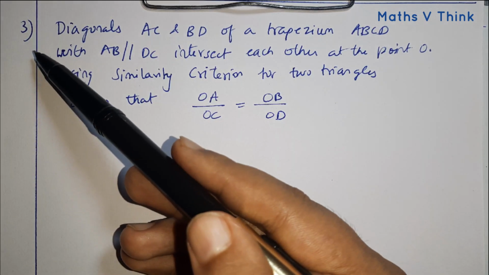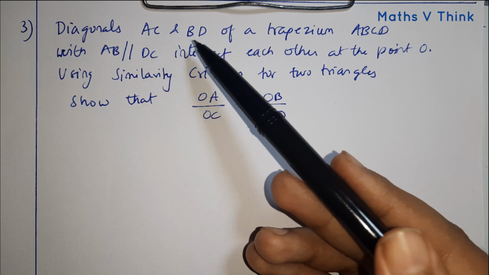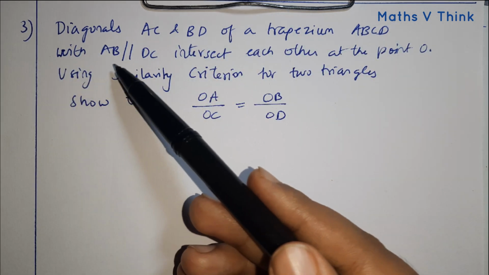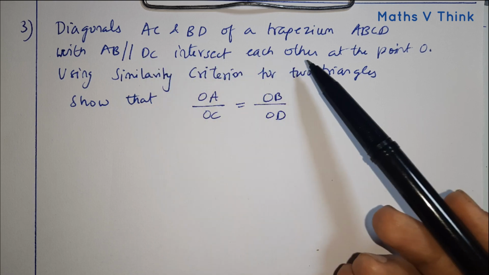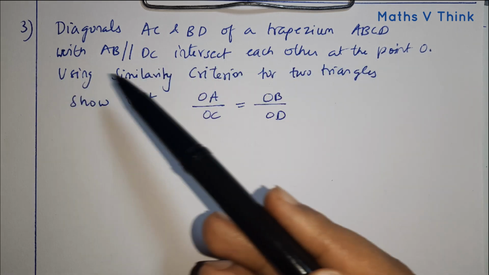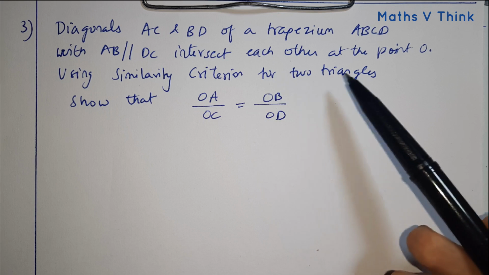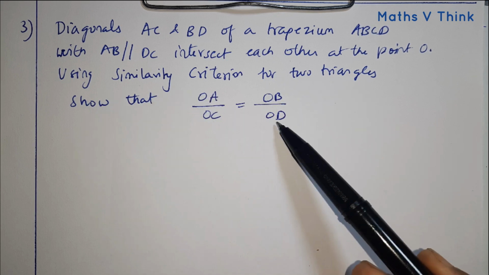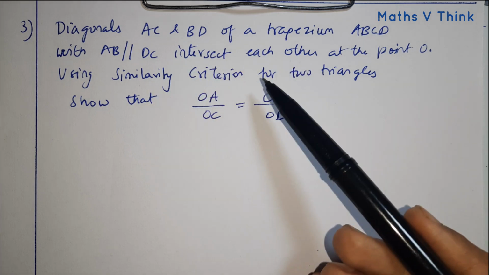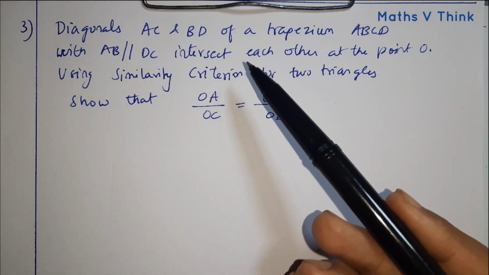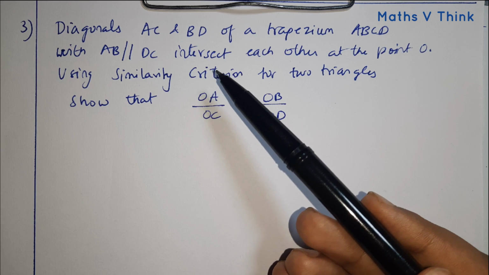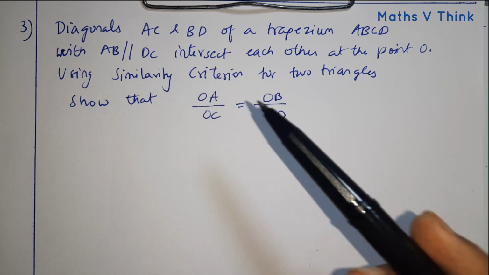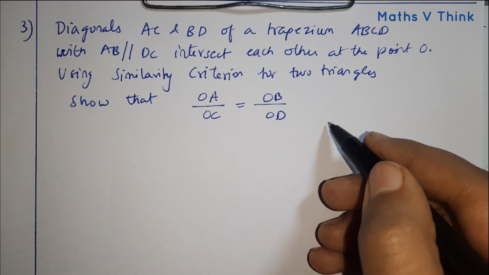The third question says diagonals AC and BD of a trapezium ABCD with AB parallel to DC intersect each other at the point O. Using similarity criterion for two triangles, show that OA by OC is equal to OB by OD. The same type of sum we did in exercise 6.2 using BPT theorem, but in this sum we need to use the similarity criterion. So first we'll draw the diagram.